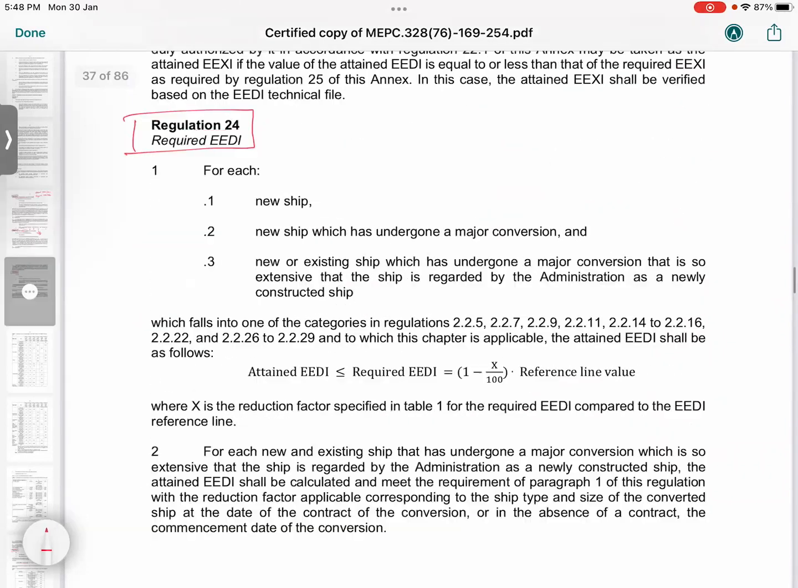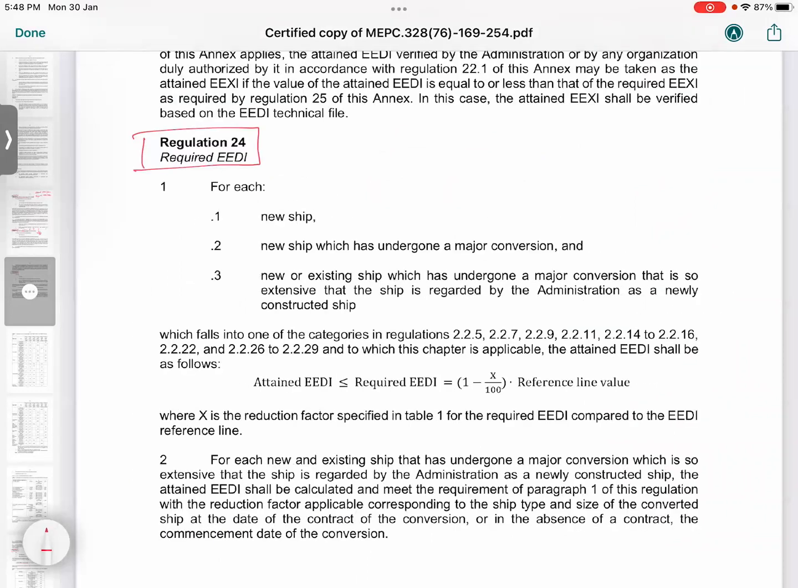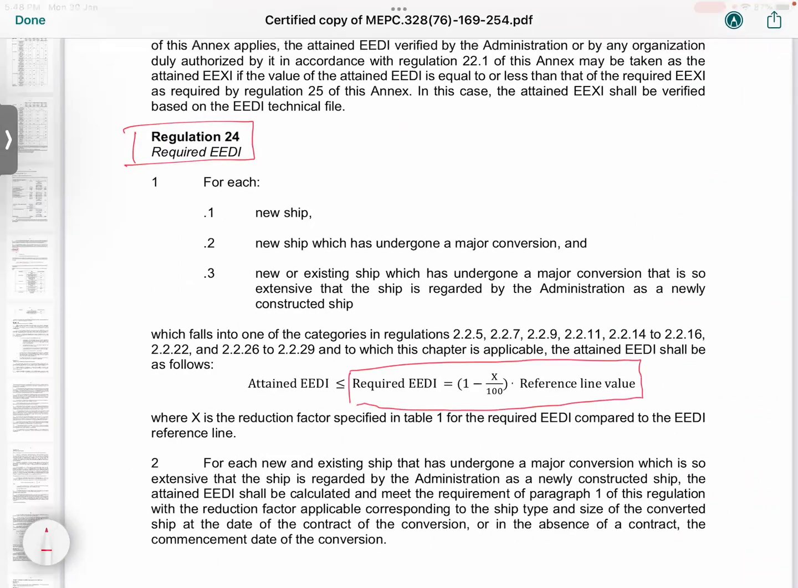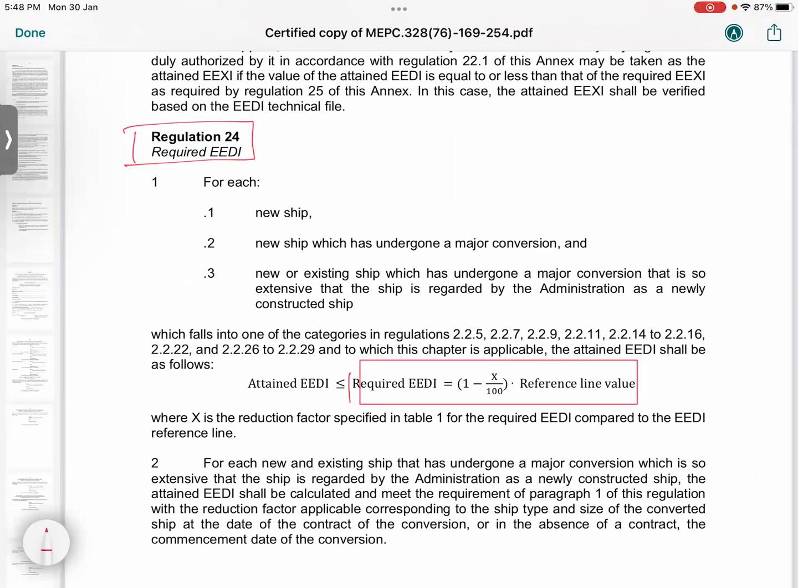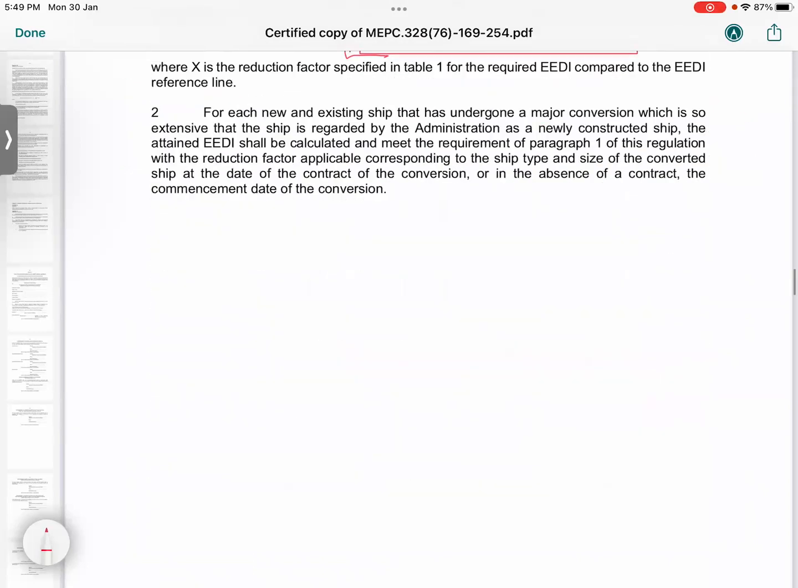Now, first of all, I'll just give you a familiarity with the required also. अब देखिए, if you see the formula, what is the required formula? Required formula is equal to (1 minus X by 100) into reference line value. Okay, that is the formula. आप सिर्फ इसमें focus करिए, just skip the attained part for now, right? Required कितना होना चाहिए? (1 minus X by 100) into reference line value. Reference line value का formula क्या? That is a into b to the power minus c. b क्या आपका? This is the deadweight, and a and c are constants, right? Okay, I'll just show you reference line के value का formula.